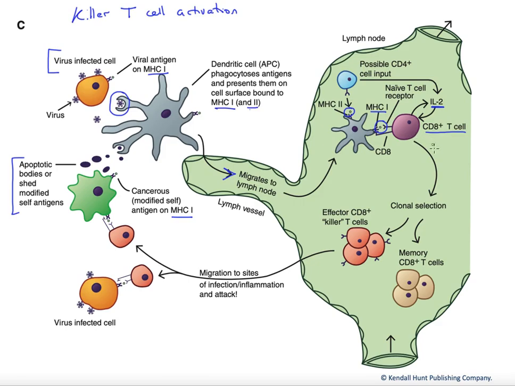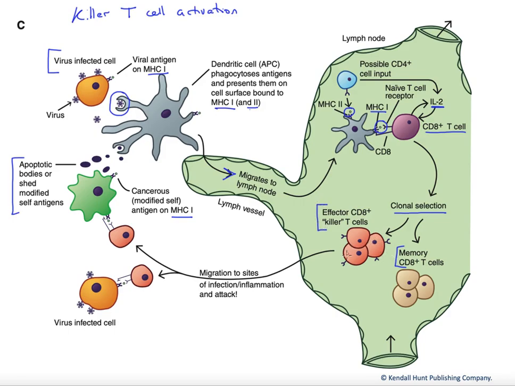Now, upon activation, we do get that clonal selection and expansion, right? That's that process of cell division and differentiation. We get our memory CD8 T cells for a secondary infection. And we get our large pool of effector CD8 killer T cells.